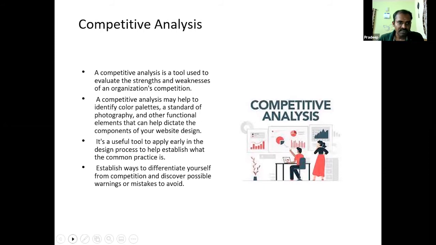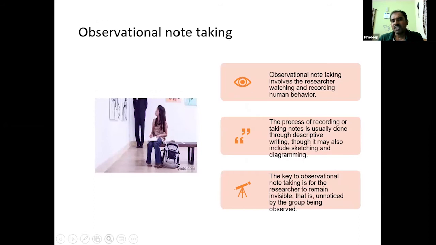So that is one way. You know what is observation note taking? Any idea? You're observing users' behavior and taking notes. Yeah. The only thing is that you will remain a silent spectator. You will not be involved in that process, and the customer may not know that you are observing their behavior. So that is called observation note taking.